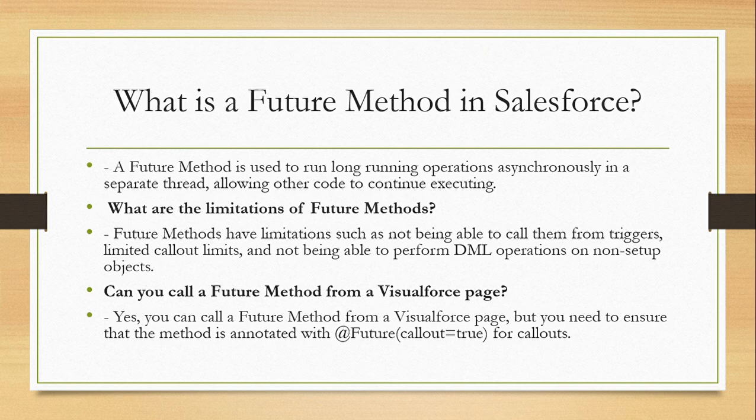What is a future method in Salesforce? A future method is used to run long-running operations asynchronously in a separate thread, allowing other code to continue executing. What are the limitations of future methods? Future method limitations are such as not being able to call them from triggers, limited callouts, and not being able to perform DML operations on certain sObjects.